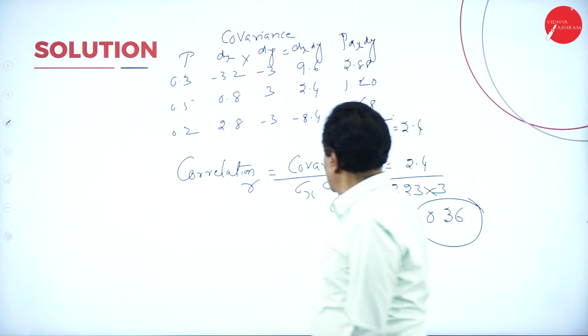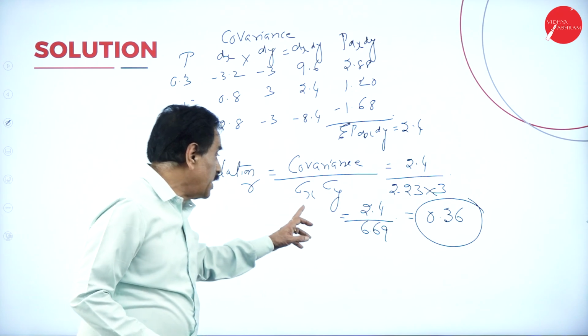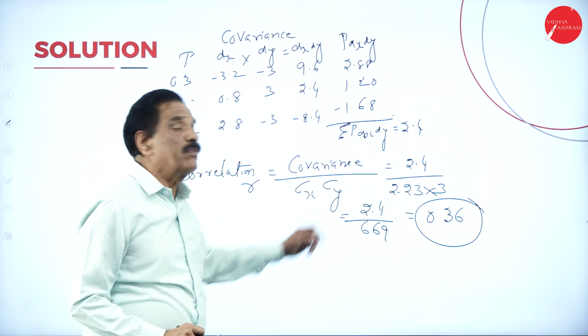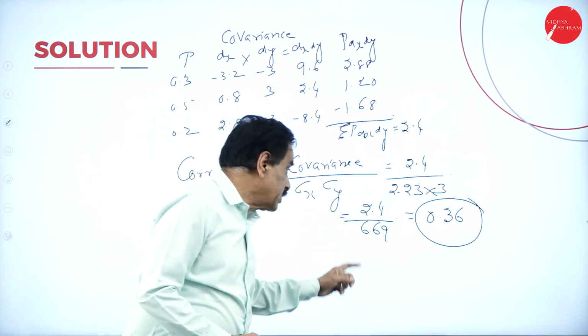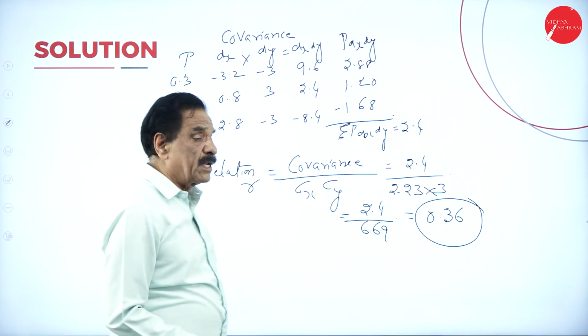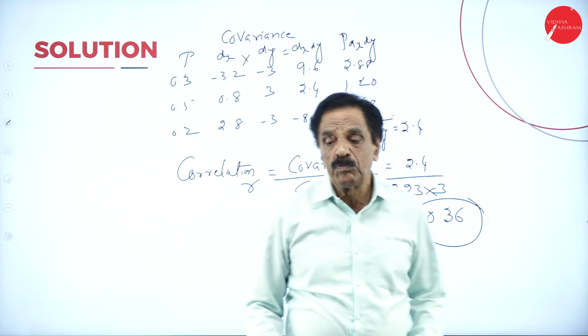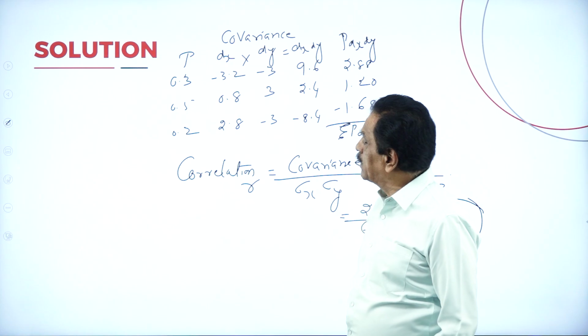So what's the formula? Correlation is equal to covariance divided by standard deviation of X and standard deviation of Y. Covariance is 2.4 divided by 6.69, so it will come to 0.36. Hope you understand. Very simple problem, no complication.